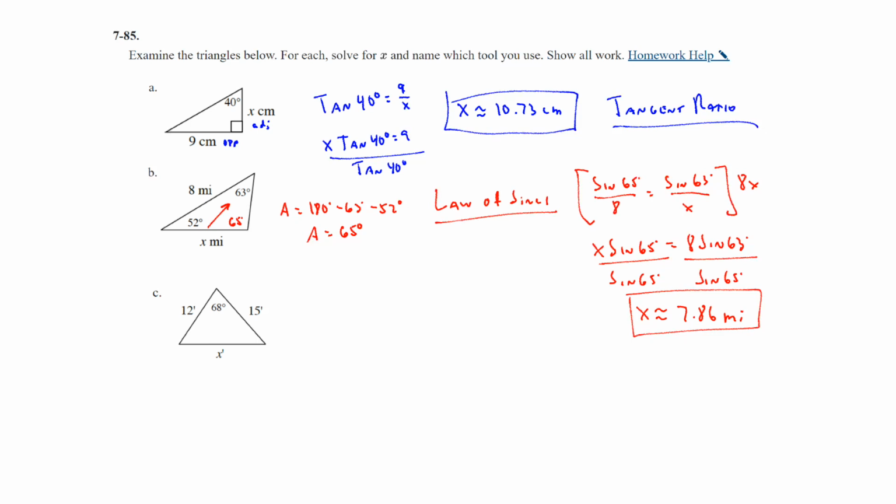All right, in part C, we have, once again, a triangle that has 68 degrees as one angle. Doesn't give us enough information to find the other two. We do have two side lengths. Law of sines will not work because we don't have an angle and then a side length that we know across from that. So let's go ahead and set up our law of cosines. Since we are looking for the third side length and we have that included angle, we should be able to use law of cosines.